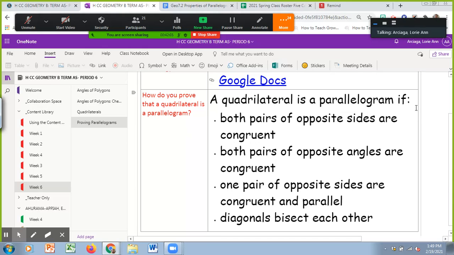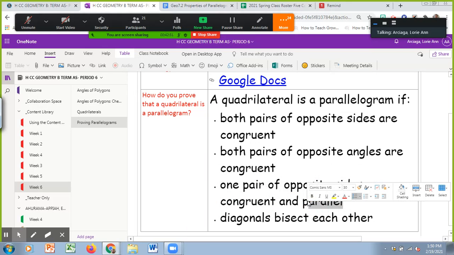A quadrilateral is a parallelogram if, okay, so if you want to show that a quadrilateral is indeed a parallelogram, then you have to make sure both pairs of opposite sides are congruent. Both pairs of opposite angles are congruent. One pair of opposite sides are congruent and parallel. So if it's just one pair, you have to show two conditions. They have to be congruent and parallel. And of course, diagonals bisect each other, meaning they cut each other at the midpoint. Right?